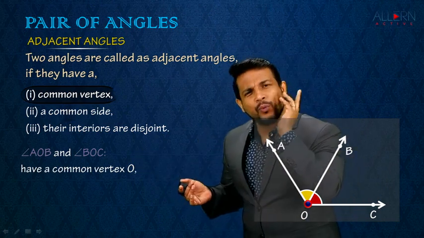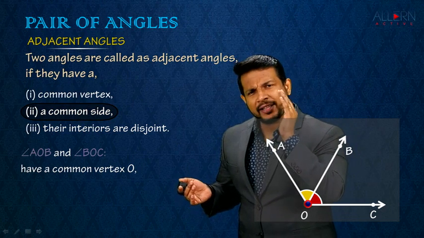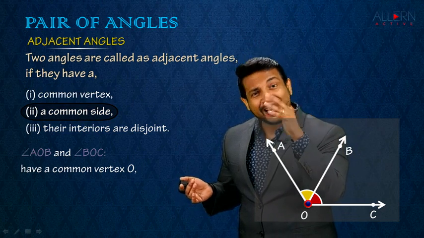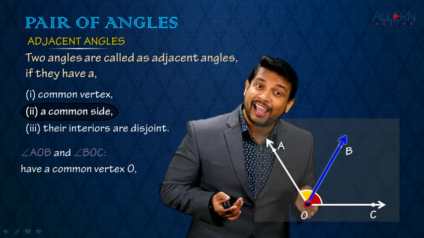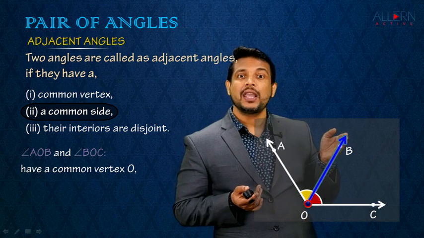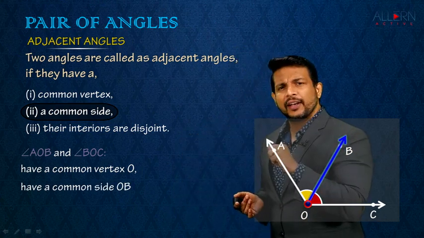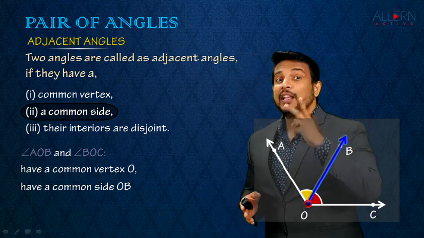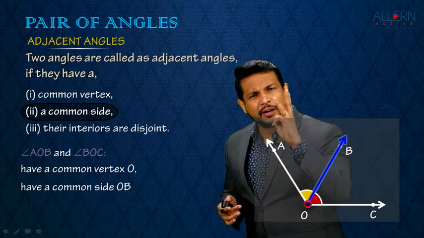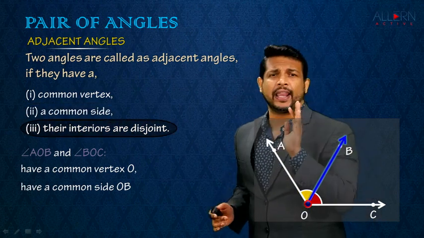Let's look at the second one, which says that they should have a common side. Now, for an angle, when I say side, I'm referring to the arm, the ray. These two angles, do they have a common ray? Yes, they have a common ray, OB. This ray is common to both the angles. That means the second condition is satisfied. They have a common side, or common ray, that is OB. Second condition satisfied.